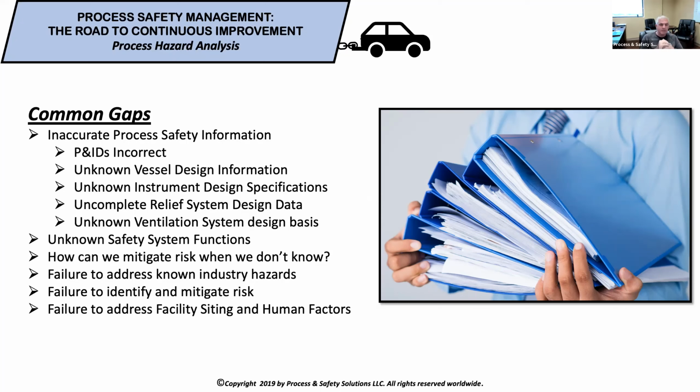Unknown vessel design information. Again, that's part of the PSI function. If you don't know a vessel's design information, then it's pretty hard to determine whether or not hazards that you identify are truly mitigated with the equipment that we're actually using. Of course, unknown instrument design specification, incomplete relief system design data, and then unknown ventilation system design data as well. So anything in the process safety information area, those are gaps that we normally see, and they also reflect on what kind of PHA or hazard analysis you've really completed.